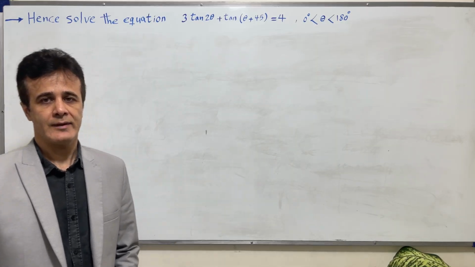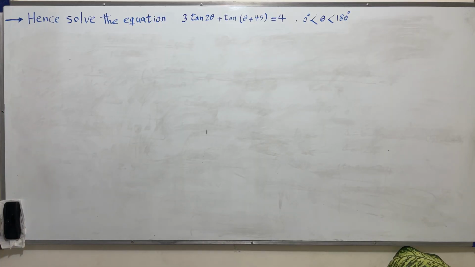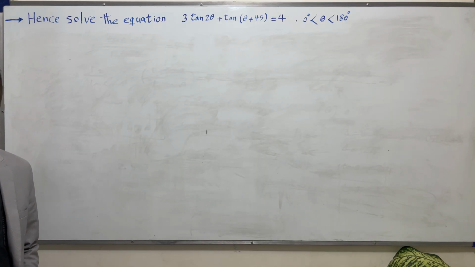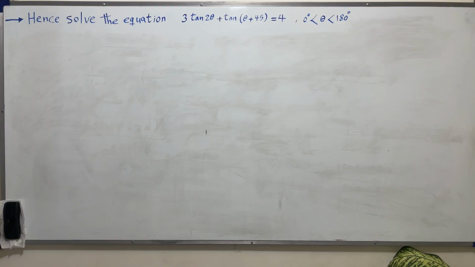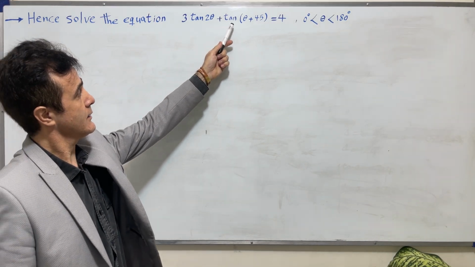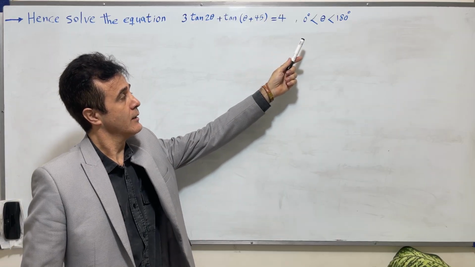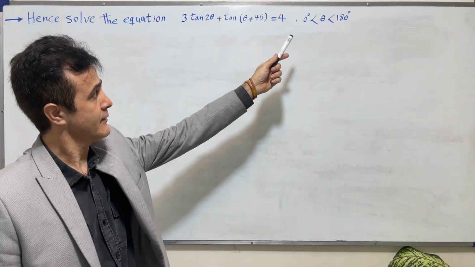Now here we have a trigonometric equation from the A-level exam in 2024. Please look at the question. The question is: 3 tan 2θ + tan(θ + 45°) = 4, for θ between 0 and 180 degrees.